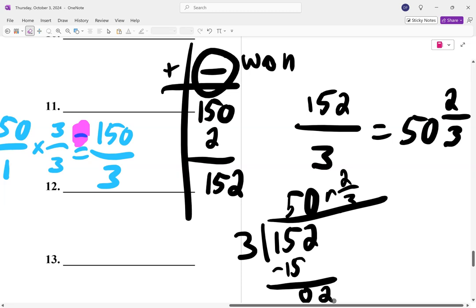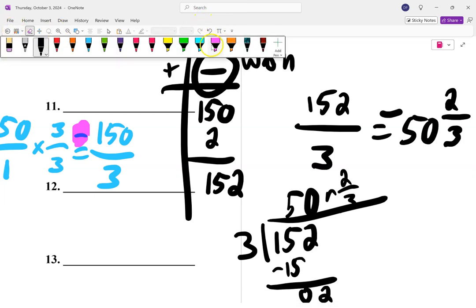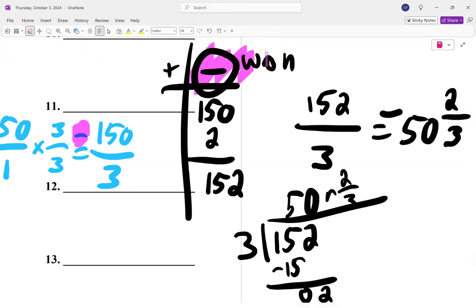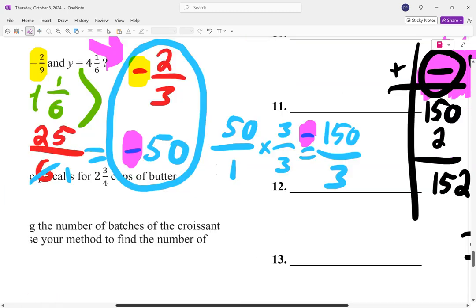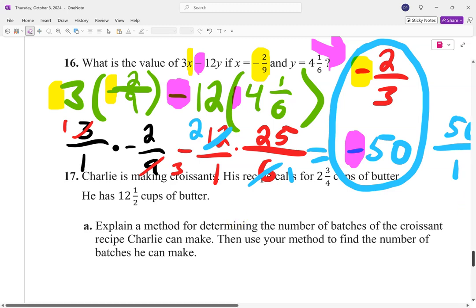thirds. Except bad guys win, so I forgot to write my negative at the end. Don't do that. I wrote a big 1 even, and then forgot to write a negative in the answer. I usually don't do that, but it happens to the best of us. Okay, there's our answer. Let's see, 17, we're almost done.